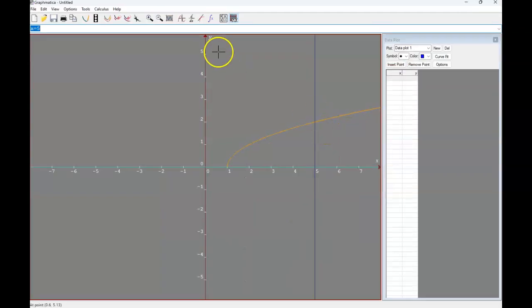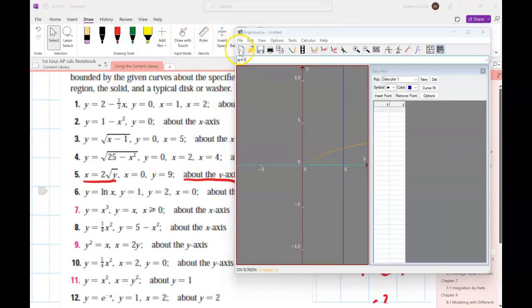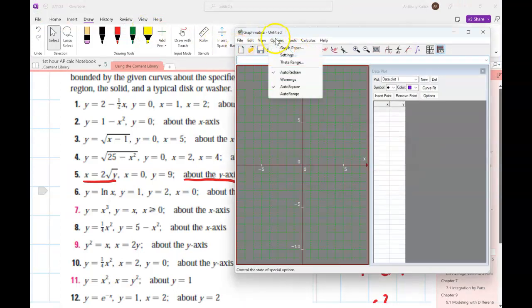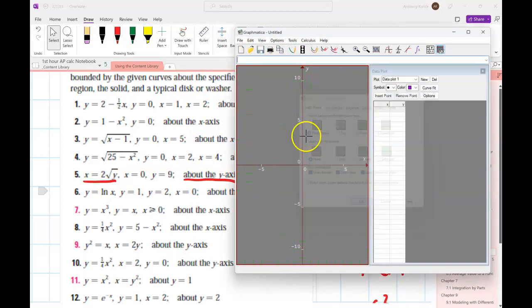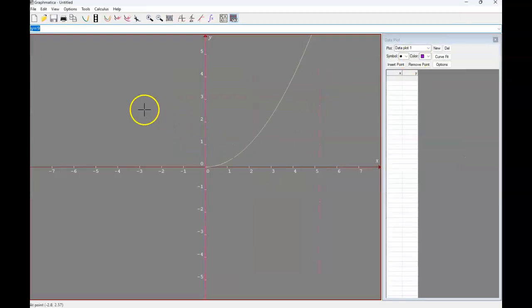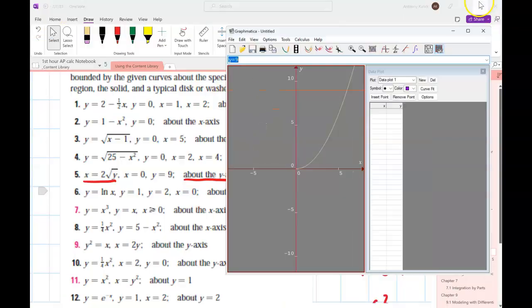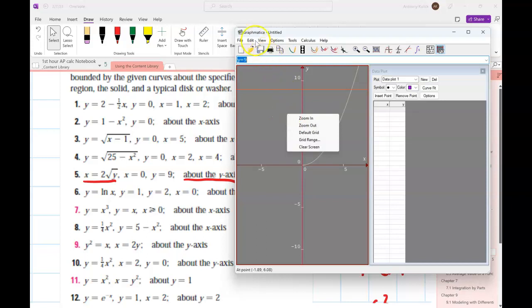The nice part about the program that I'm using here is that I can type in my equation in any form and it will handle it just fine. So I can just type in x equals 2 times square root y and it just puts it in there for me. So there's my picture. Oops. I guess we'll take it from there.